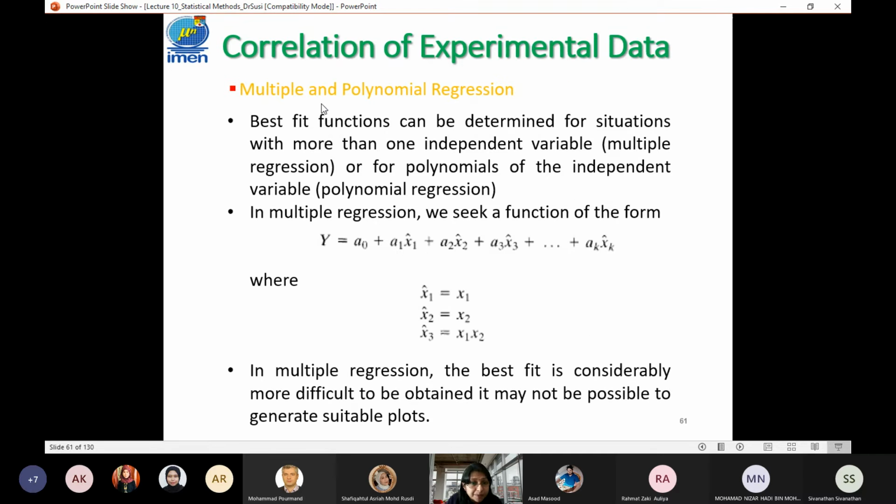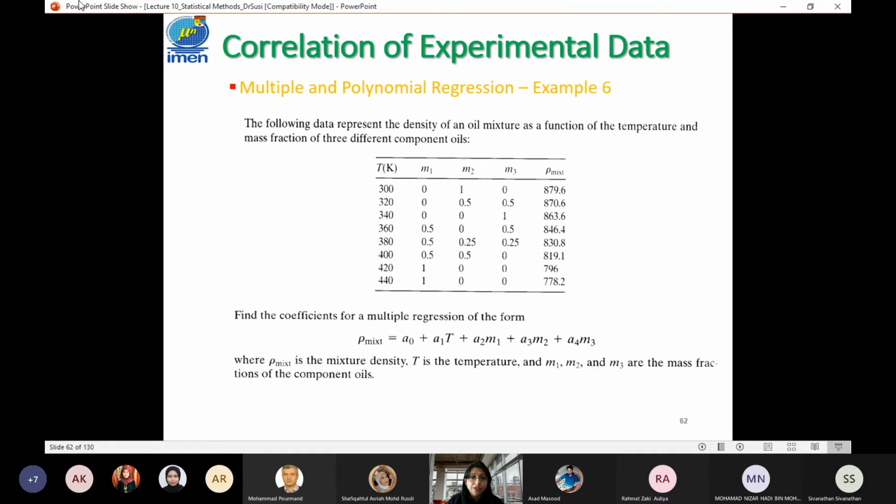You can also have multiple and polynomial regression. So just now, the racetrack temperature versus the lap time, that was x to the power of 3, and your x can take various values, right? And in multiple regression, the best fit is considerably more difficult to obtain. So it may not be possible to generate suitable plots. Okay. So this is another example, example 6.